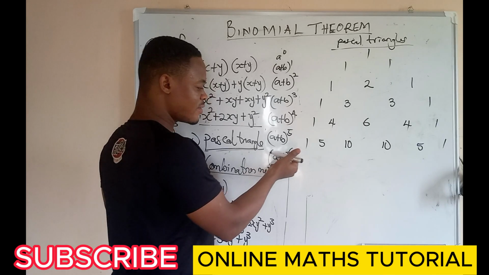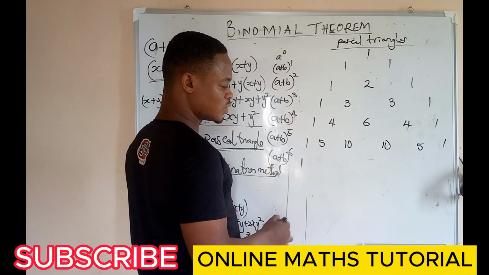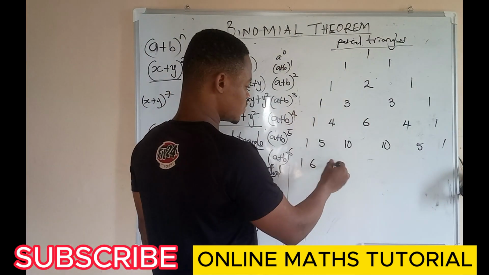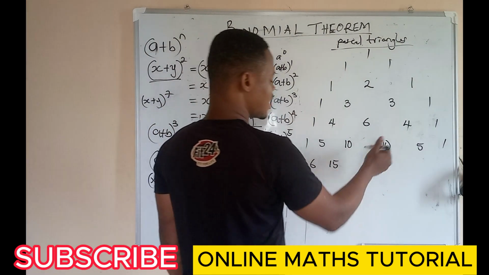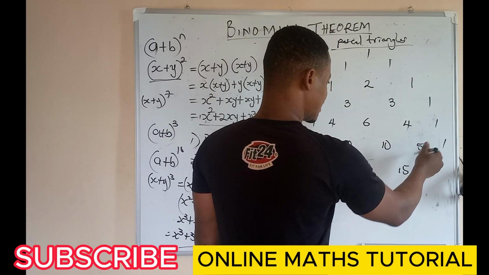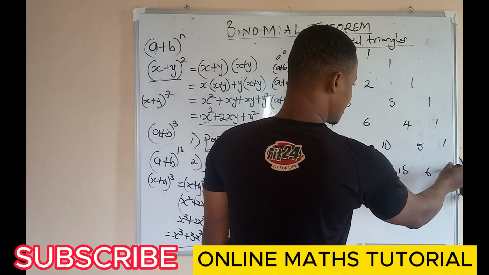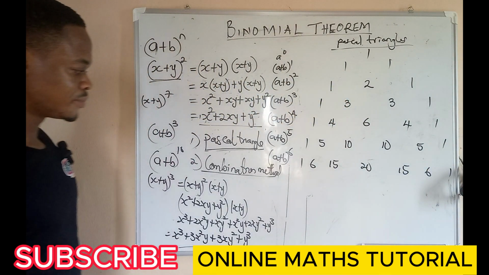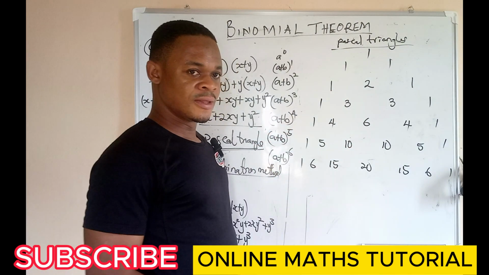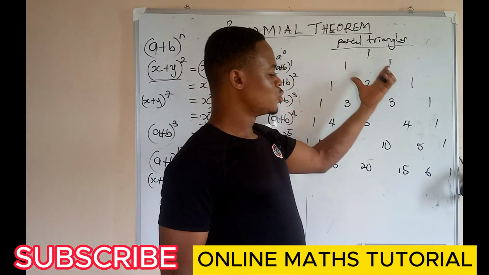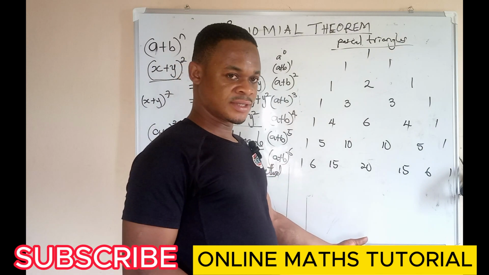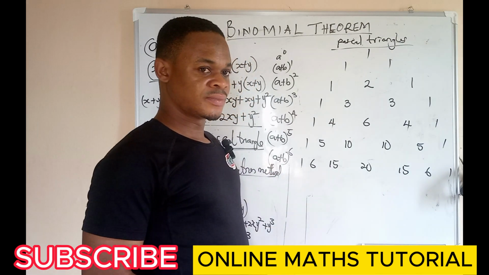If you want to get that of power 6, we start with 1. This plus this will give us 6. 5 plus this will give us 15. 10 plus 10 will give us 20. 10 plus 5 will give us 15. And 5 plus this will give us 6. You end with 1, and so on. So that is how the Pascal triangle looks. So we'll be using this Pascal triangle to solve expansion problems in this class.